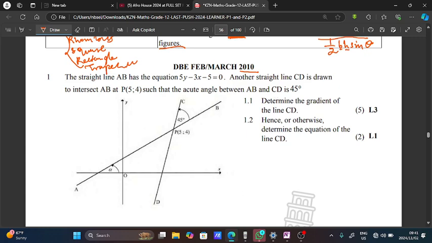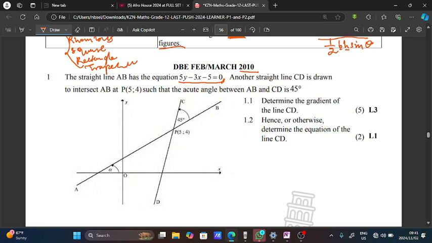Right, let's take the first one. Right, now they're saying the straight line AB has the equation of this one. So already, for you to know the things correct, you must put it in standard form again. Can we put this formula in standard form?